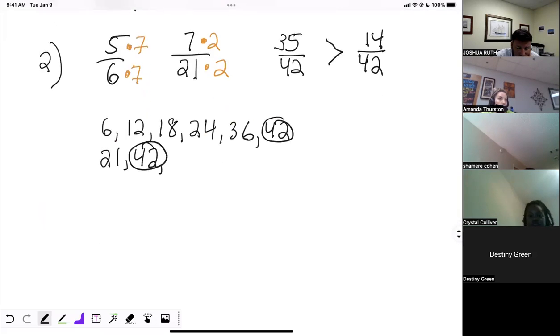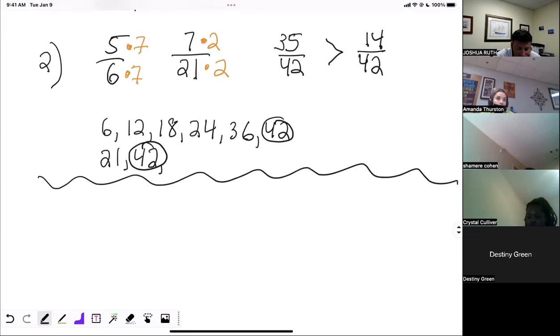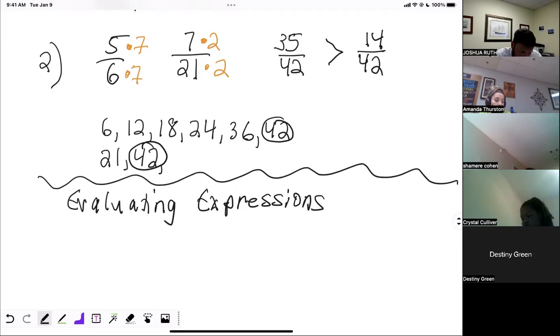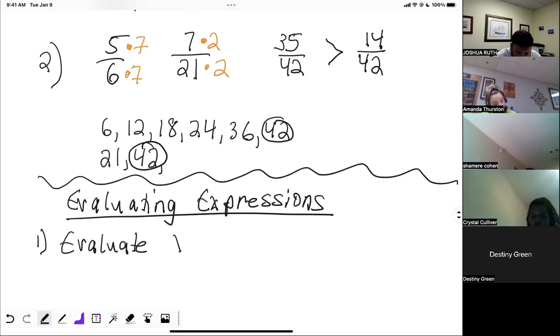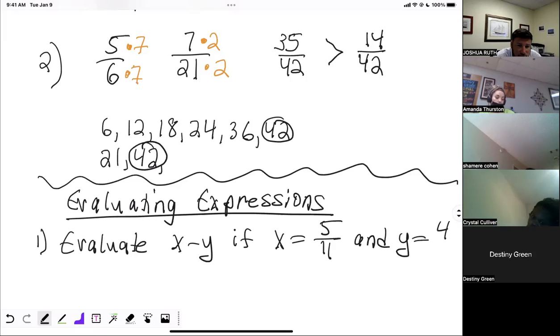And the last thing in this section that it might ask you to do is evaluating expressions. We've done these before, but we haven't done them with fractions. One, evaluate x minus y if x is equal to 5/11 and y is equal to 4/9. So we've done these before. We just usually have not fractions to plug in.